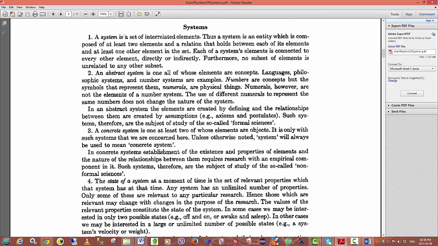What we are really interested in is, what is Ackoff's actual definition of the concepts related with systems? And this here in point 1 is where he gives his definition. A system is a set of interrelated elements. Thus, a system is an entity which is composed of at least two elements and a relation that holds between each of its elements and at least one other element in the set. Each of a system's elements is connected to every other element, directly or indirectly. Furthermore, no subset of elements is unrelated to any other.